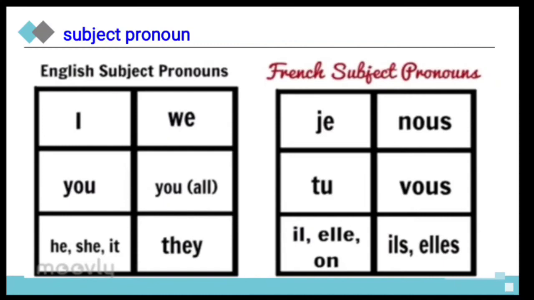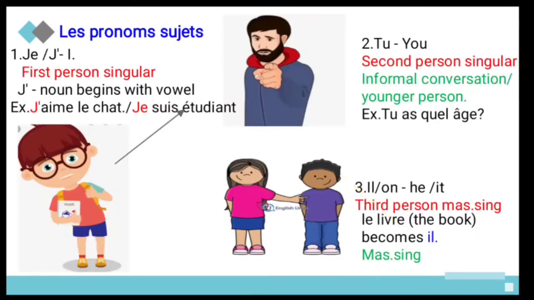So what are the French subject pronouns? Je. Je means what? I. Tu, you. Il, he. Elle, she. On, it. And nous, we. Vous, you. Ils, they, it is used for the masculine plural. Elles is used for the feminine plural, but the meaning is the same, they. Let us see the examples.